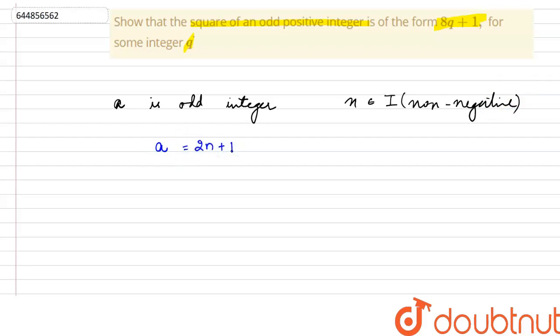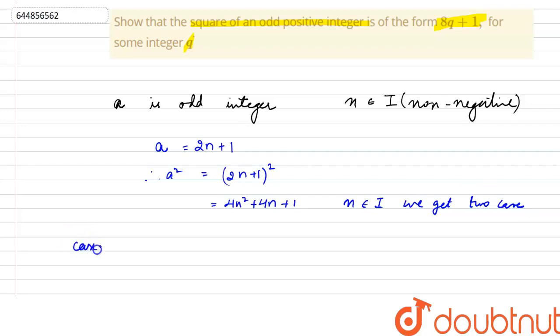Therefore, what do we get? a square is equal to 2n plus 1 whole square, which is equal to 4n square plus 4n plus 1. Now, since n belongs to I, we get two cases. Let n be a positive even integer.